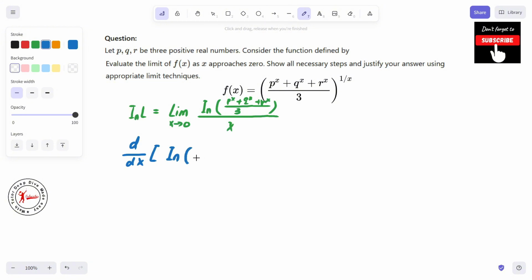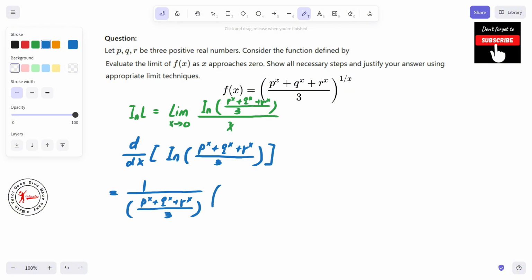The denominator is just x, so its derivative is 1. Now, let's look at the derivative of the numerator. We first take the derivative of the natural log of a function. That gives us 1 divided by the function itself, multiplied by the derivative of the function inside. So we get 1 divided by p to the x plus q to the x plus r to the x, divided by 3, and multiply that by the derivative of the top, which is p to the x times the natural log of p, plus q to the x times the natural log of q, plus r to the x times the natural log of r, and all of that divided by 3.